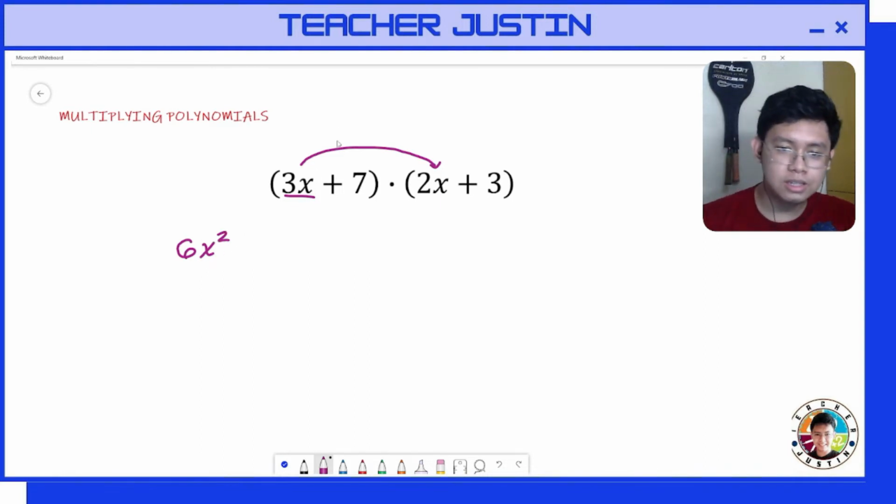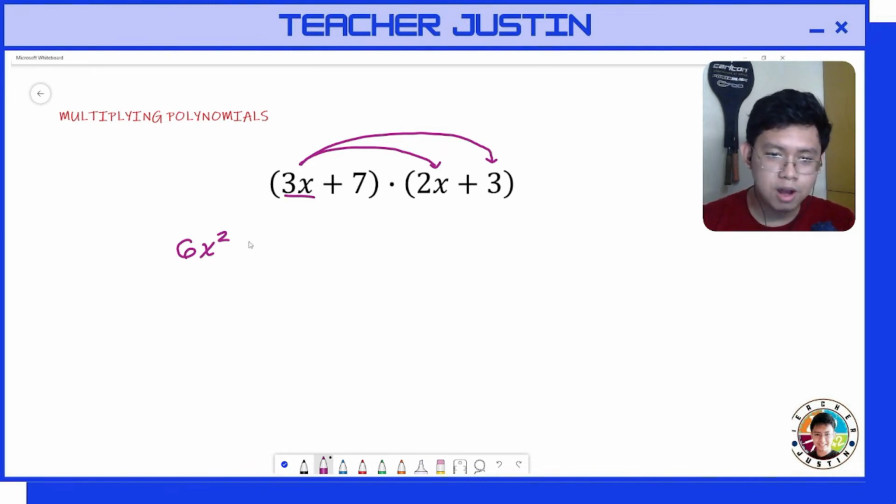Next, we multiply the outer parts. So 3x multiplied to 3. 3 times 3, that will be positive 9. And then x, since we multiply to 3, we will just copy the variable x. So that will be our first two terms of our polynomial, 6x squared plus 9x.